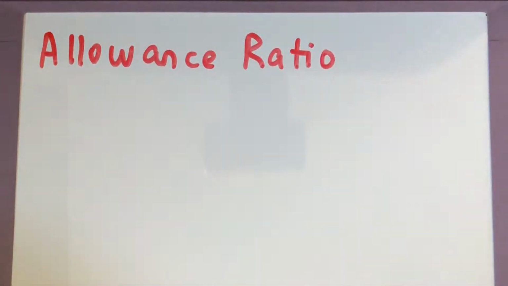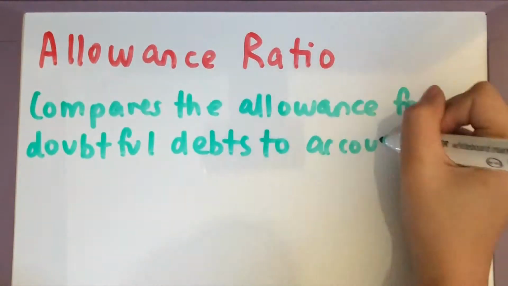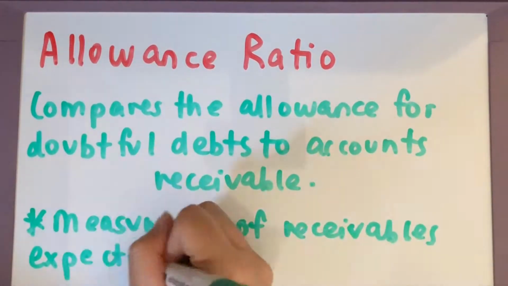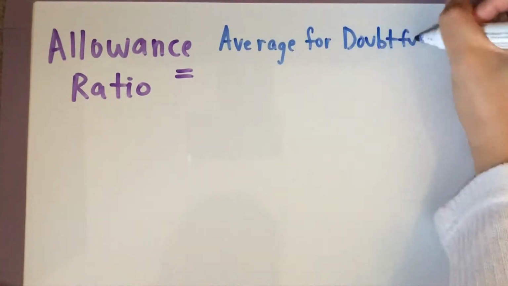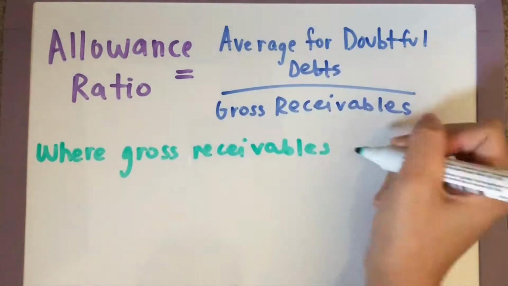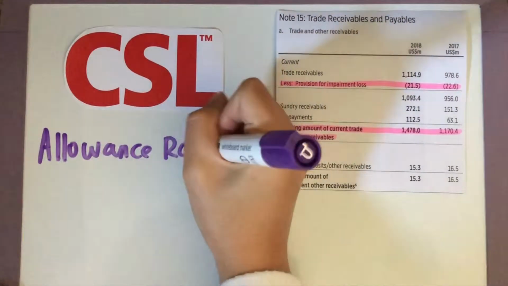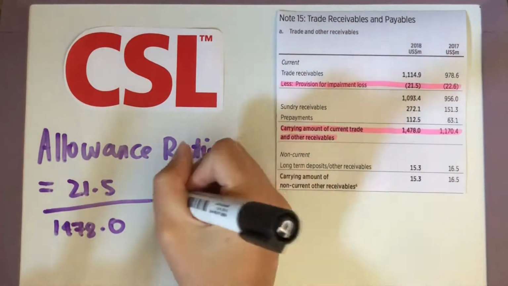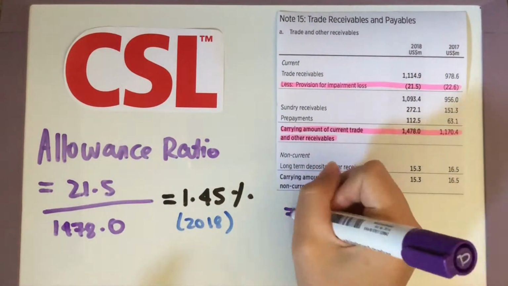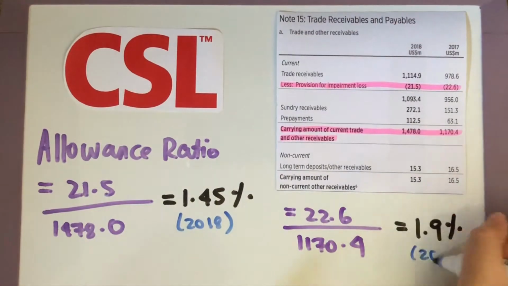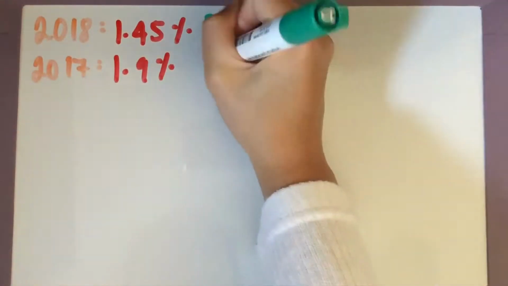The allowance ratio compares the allowance account for doubtful debts to accounts receivable and measures the percentage of receivables that are expected to be uncollectible in the future. Companies want this ratio to be as low as possible, as a high ratio indicates that there are more receivables that are uncollectible. There has been a decrease in CSL's ratio by 0.45%, which indicates an improvement in the receivables collected.